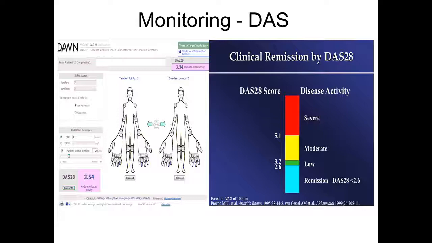In patients with very high disease activity, those ones that we spoke about in terms of HLA, gene allele presence, antibody production, anti-CCP presentation, the target for those presentations might just be that of low disease activity if remission really is not feasible.